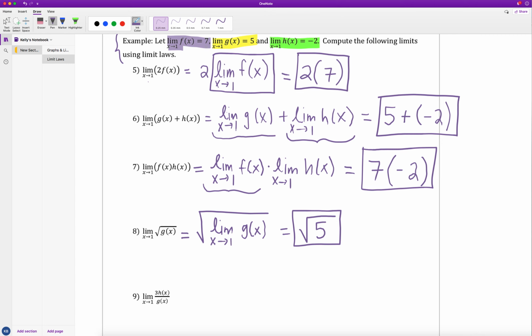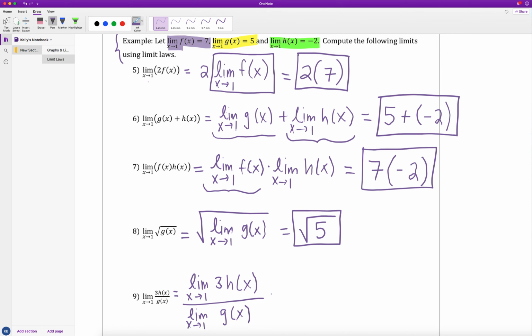So the first thing I notice is I've got two things going on. I have this 3 in front of the h of x, so that will be a constant multiple rule that I'll use, but I also have this division bar. And I'm going to have to use the quotient rule first since the 3 is only being multiplied to the h. So I've got to make sure I'm taking this apart in the correct order here. So I'll get the limit as x approaches 1 of 3 times h of x in the numerator all over the limit as x approaches 1 of g of x in the denominator, using our quotient law from there.